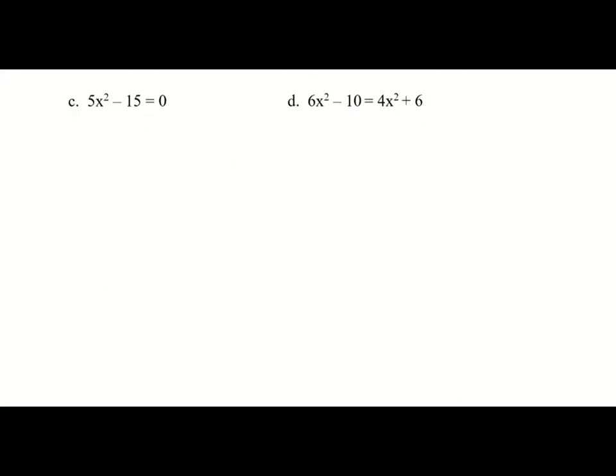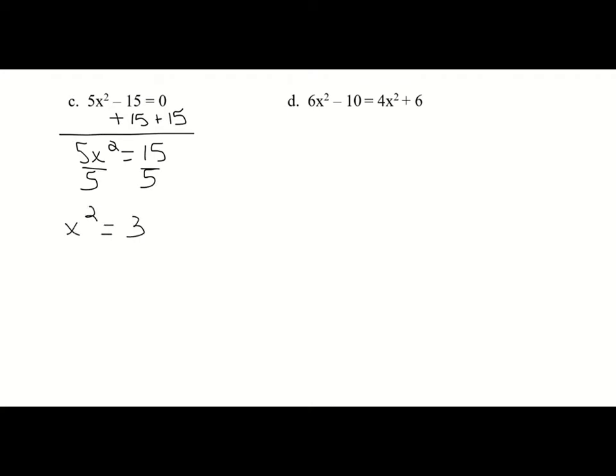Okay, so now to use our square root principle, the first thing you want to do is isolate that squared term. So we're going to isolate x squared here first. So it's almost like we're solving kind of like a linear equation. We're getting x squared by itself. I'm going to start by adding 15 to both sides. And that will give me 5x squared equals 15. And then I will divide both sides by 5. So it gives me x squared equals 3.